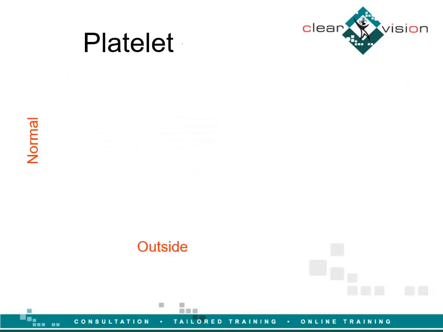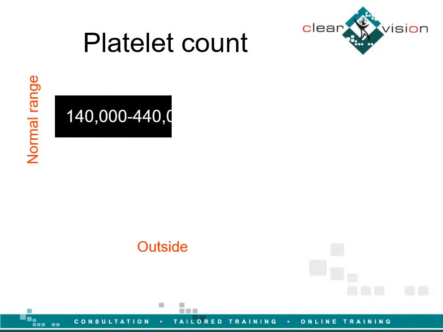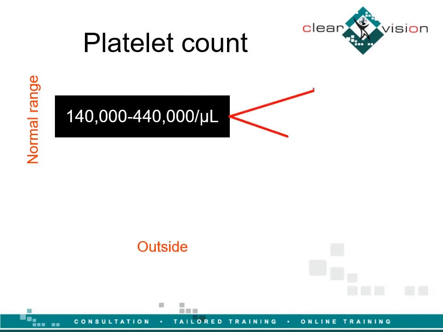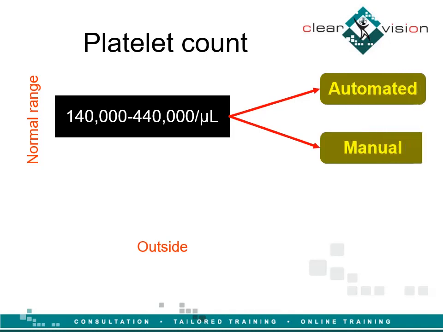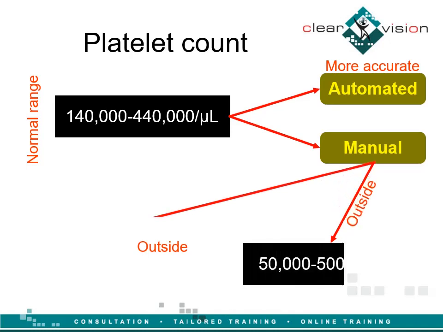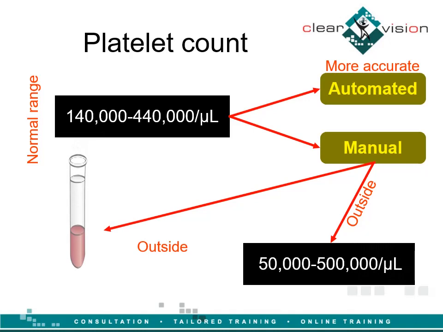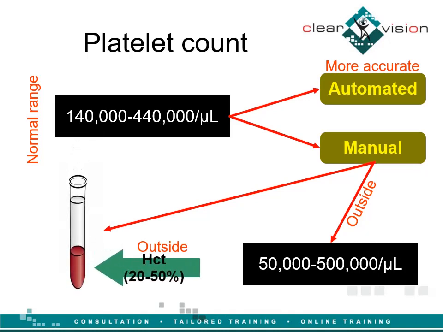The normal range for platelets is between 140,000 to 440,000 per microliter. The platelet count could be done by automated machines or manually. In most situations, automated methods are more accurate. However, manual methods are indicated in case the platelet count is outside the range between 50,000 to 500,000 per microliter, or when hematocrit is outside the range of 20 to 50%.